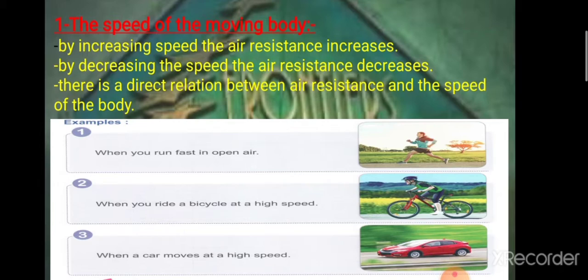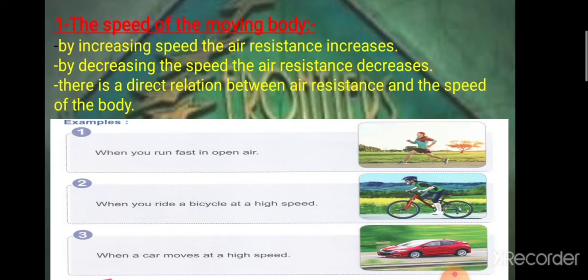Like if you ride a bicycle with a high speed, your bicycle will make more friction with the air. If you run fast in the air, you will make more friction, or you will touch the air more. So by increasing the speed, the air resistance increases, and by decreasing the speed, the air resistance decreases.